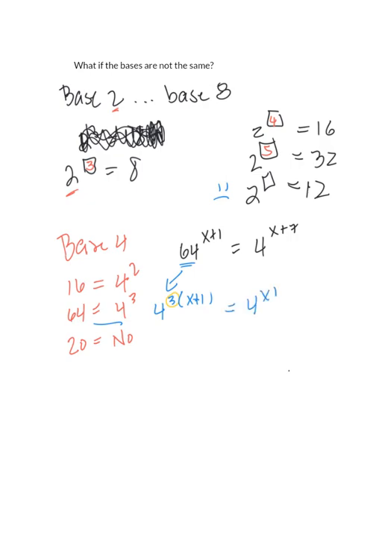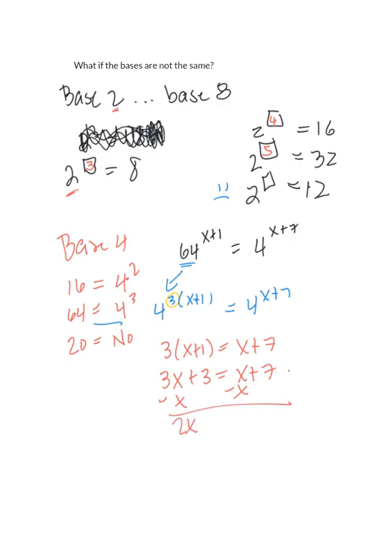Okay, now we have the same bases. So we can ignore those bases. So now we have 3 times x plus 1 equals x plus 7. Distributive property, 3x plus 3 is x plus 7. And I like to move the variables first so I don't worry about any negatives. 2x plus 3 equals 7. 2x equals 4, and x equals 2.